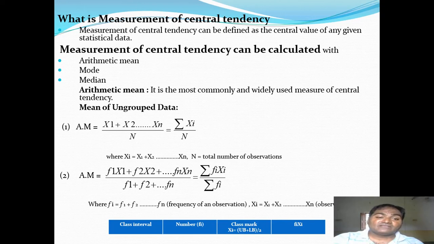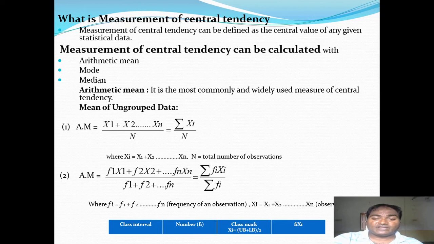The second formula is summation fi into xi by summation fi. That means f1 x1 plus so on up to fn xn, divided by f1 plus f2 and so on, which is the total number of observations, with each observation weighted by how many times it repeats. To find the arithmetic mean of these repeating frequencies, we can use a tabular column. In the table, the first column is class intervals, the second is the numbers.